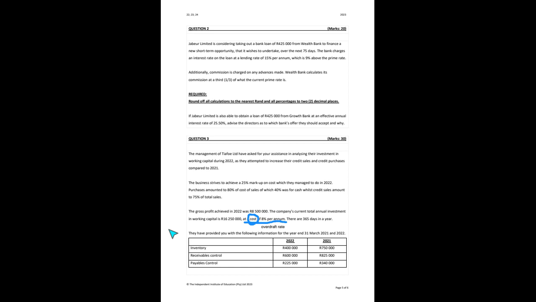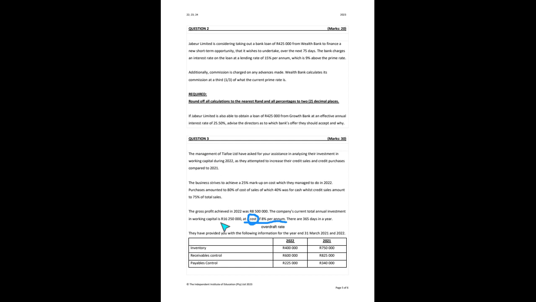Okay, so the other figures we need to know are our total credit purchases, our total credit sales, and our cost of sales. We need to know those three amounts because we need them to include in our formulas to calculate inventory days, debtors days, and payables days.